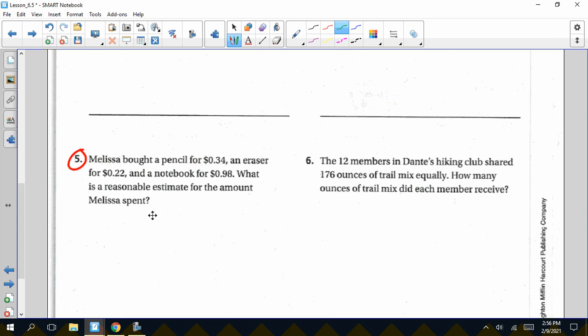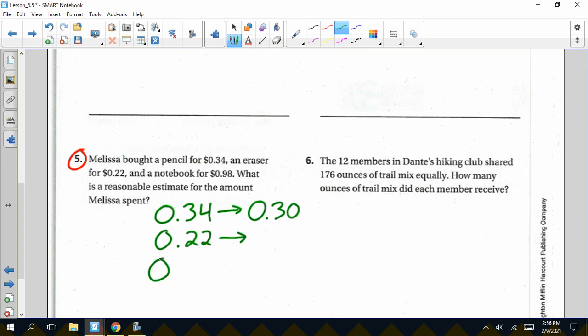For estimating here, all we want to do is just round it to the nearest 10 cents. So 34 cents is probably closest to 30 cents. And then 22 cents for the eraser. Think about what that would round to. And then 98 cents would round to how much money. If they bought all of that and you added it up, about how much money would that be? So that would be your estimate. So round 22 cents to the closest 10, round 98 cents to the closest 10 cents or to the next dollar there, and then add it up.